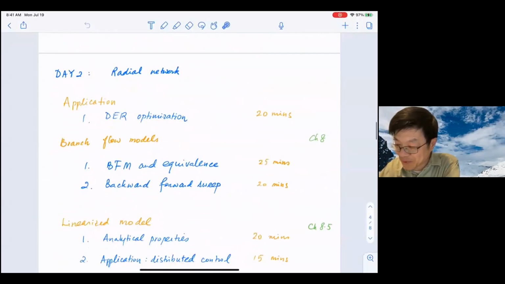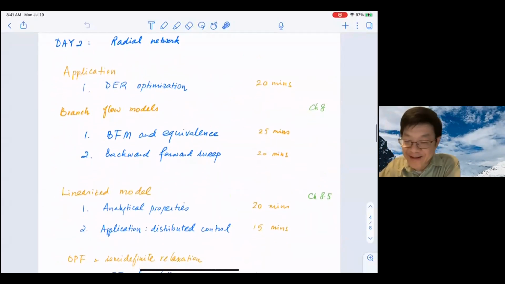Day two, therefore, I will start with an application. So I will describe a real application of distributed energy resources optimization. This is a project that we did several years ago with a local utility company, Southern California Edison. So I describe the application and some of the simulation results. Hopefully that motivates why we care about understanding some of the underlying mathematical structure.